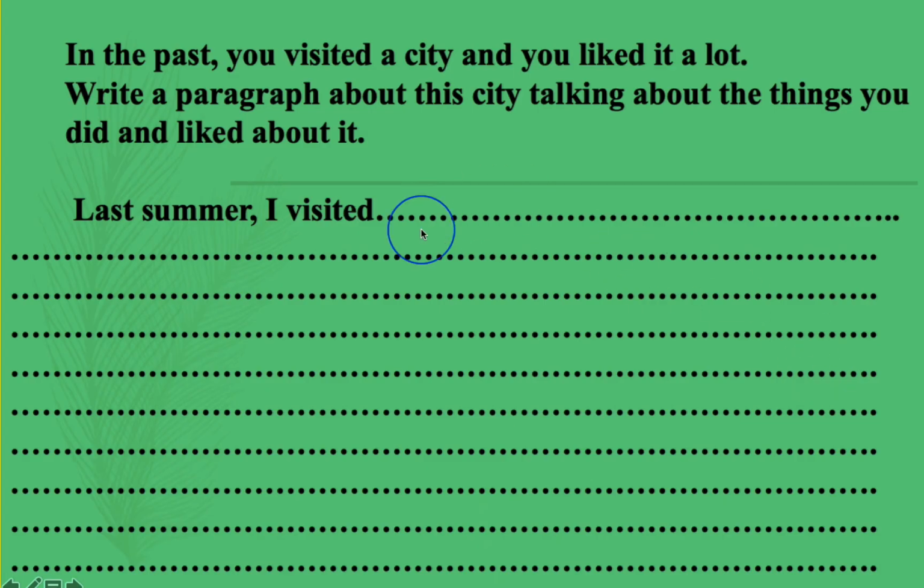Okay? So here we have a writing task that you need to do. So we have in the past, you visited a city and you liked it a lot. It means that you visited a city and you liked it very much. Okay, for example, Marrakesh or Casablanca or whatever. So you liked it, and you loved it very much. So please write a paragraph about this city, talking about the things you did. What are some of the things that you did in this city, and the things that you liked also about this city? What did you like about this city?